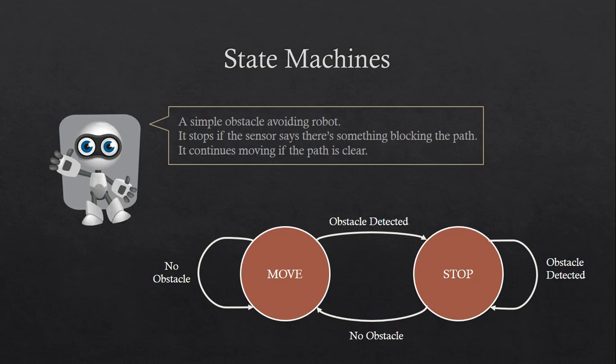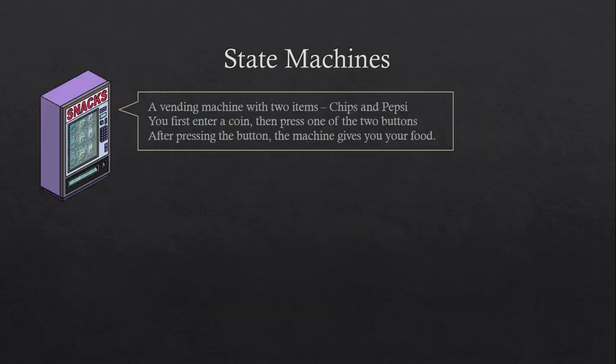So there it is, a simple two-state machine that can simulate the logic of this robot. So let's take another example. Think of a vending machine. It has only two items. You can either choose chips or Pepsi.